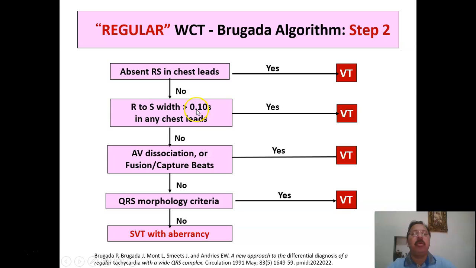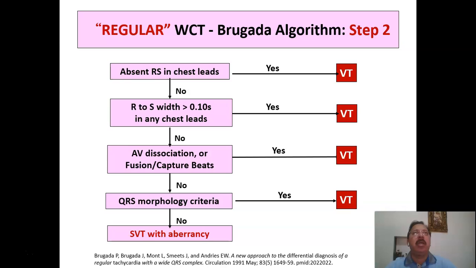R to S width, if it's more than 0.10 second in any chest leads, if the answer is yes, it's ventricular tachycardia. Still not sure? Try to find atrioventricular dissociation, like P waves independent of the QRS complexes, fusion beats, capture beats. If you get any of these, again, this is in favor of ventricular tachycardia. Still, you are not convinced, look at the morphology of the QRS complexes in the chest leads.